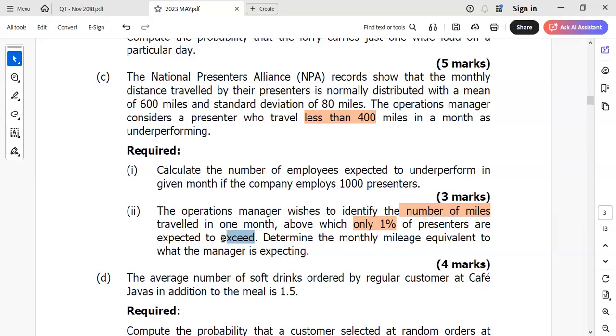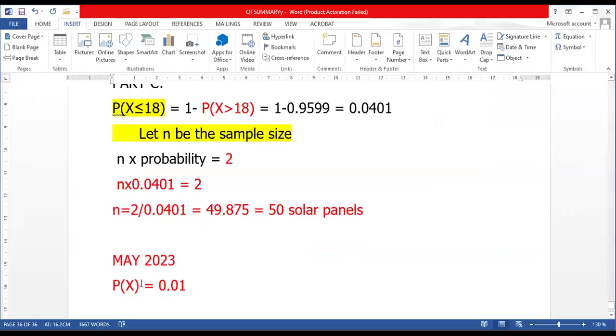Presenters are expected to exceed. Is that figure inclusive or exclusive? Exclusive. It will be the probability of X greater than m. That figure is not inclusive. So you are given 1%, which is the same as 1 divided by 100. So you are supposed to look for m.